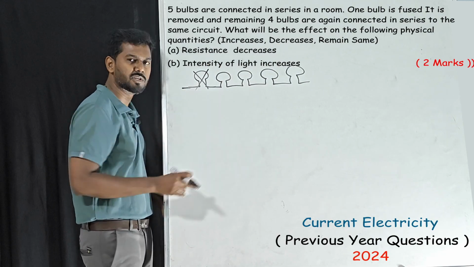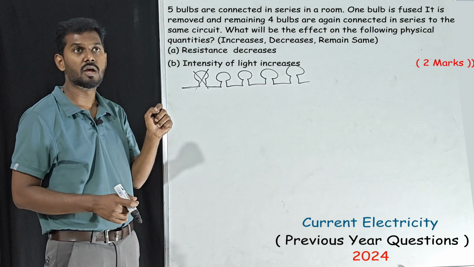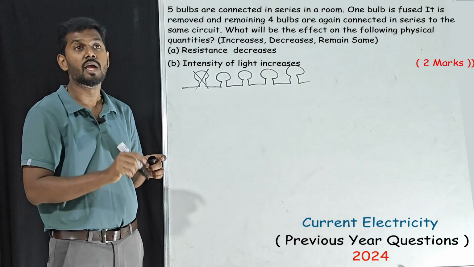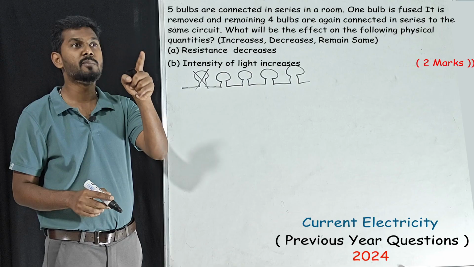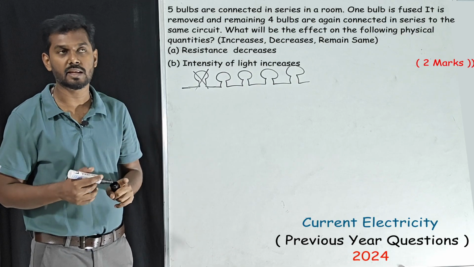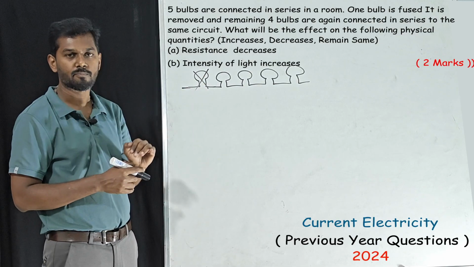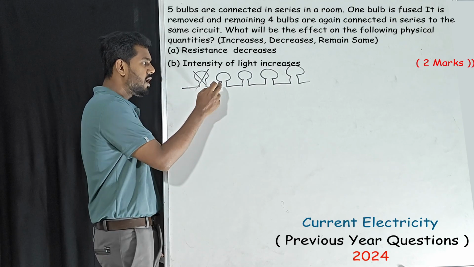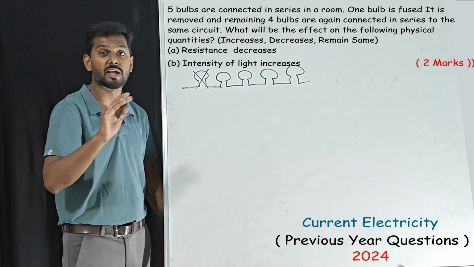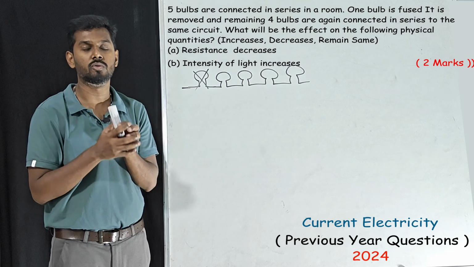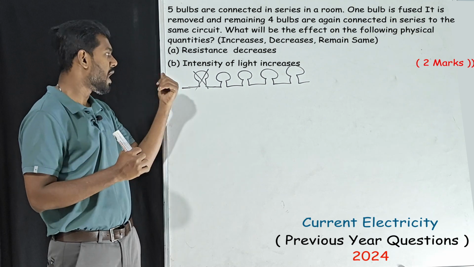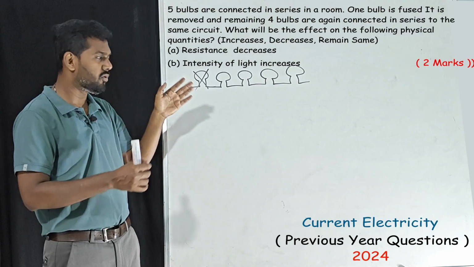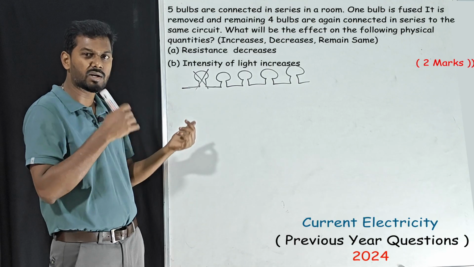Now assume this bulb 1 is fused, so it has been removed. This is the very important point. It is removed and the remaining 4 bulbs are connected again. If they don't remove this one, all the remaining 4 bulbs will not get the power. They will not glow. Keep this in mind. We have 5 bulbs, out of that 1 is fused. If you don't remove it, what happens?